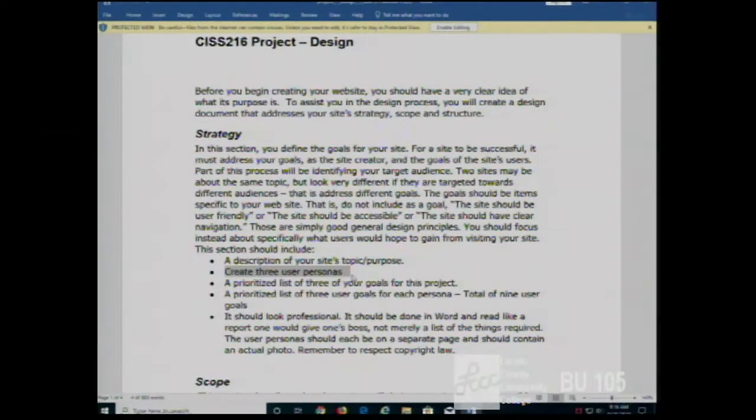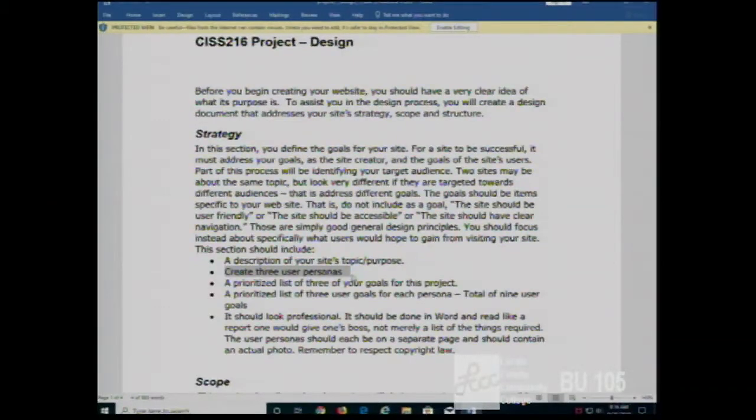So create three goals for the organization that's creating a site, and three goals for each of your user personas. And keep those personas in your mind as you go and create the rest of the site. It should look professional. You should do this in Word. And it should read like something that you give your boss, not just rough notes. Each of the personas should be on their own page and should contain an actual photo. So do this upright.